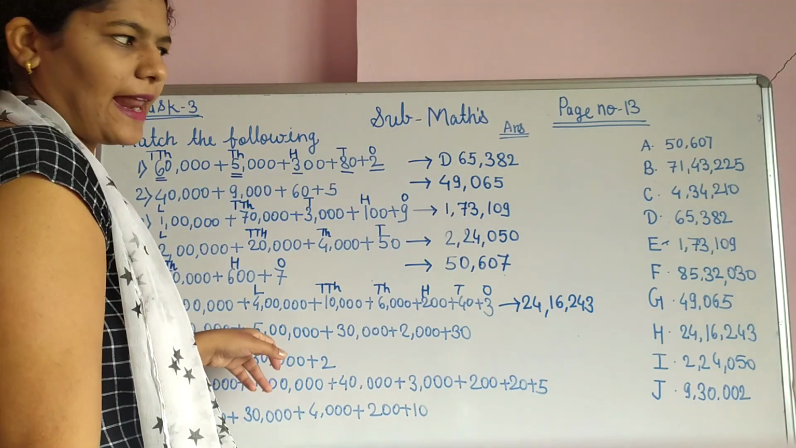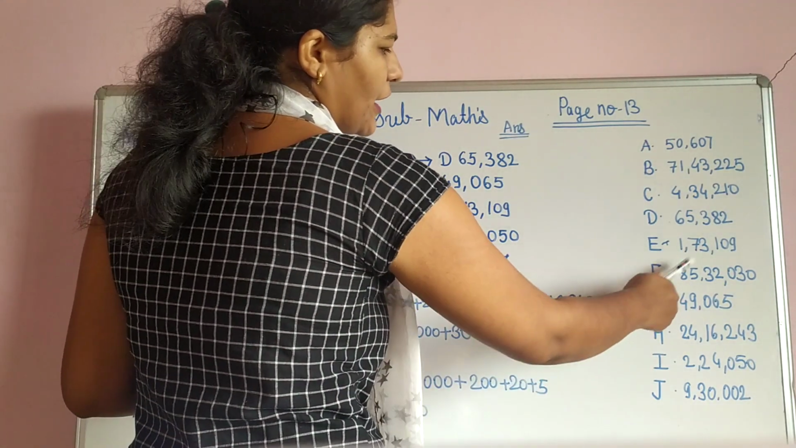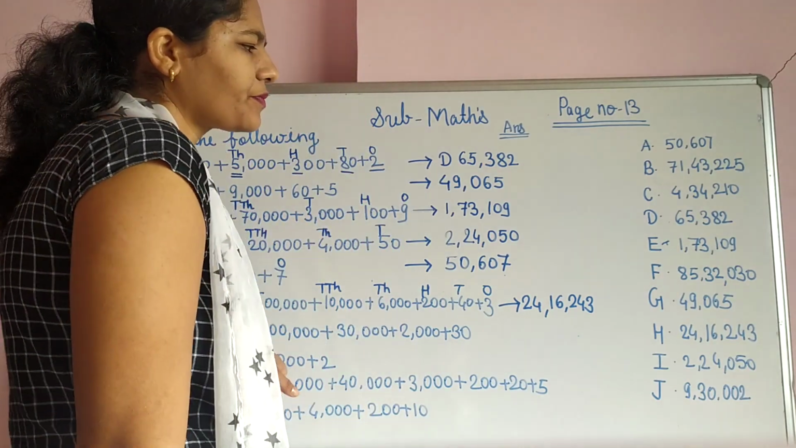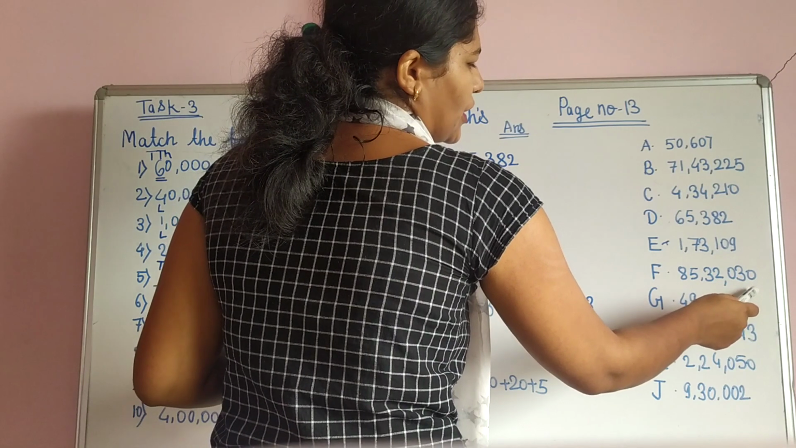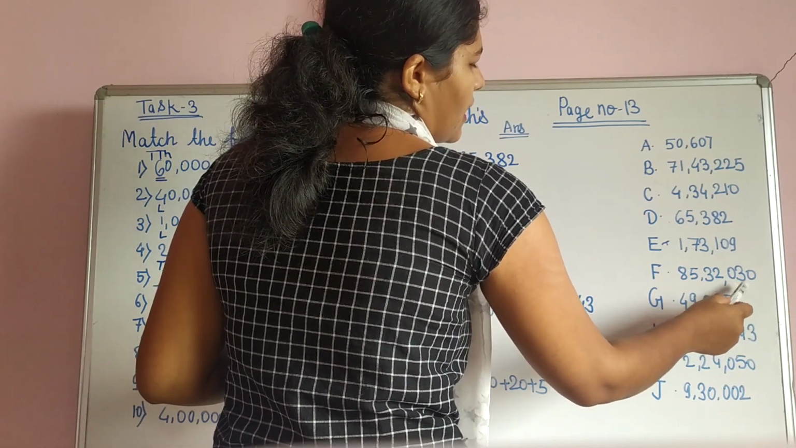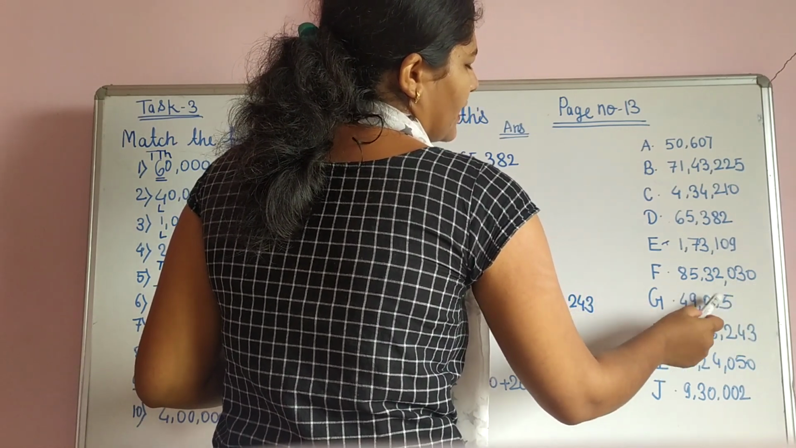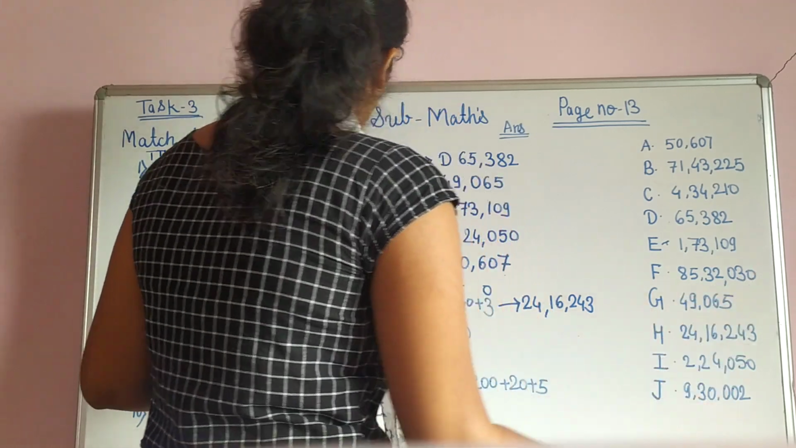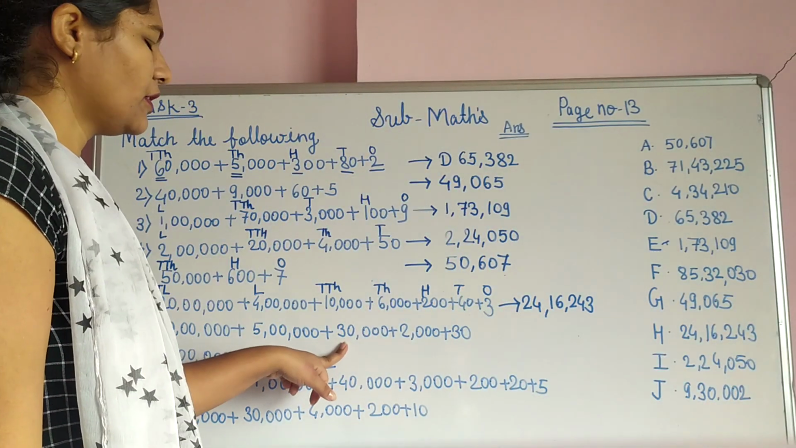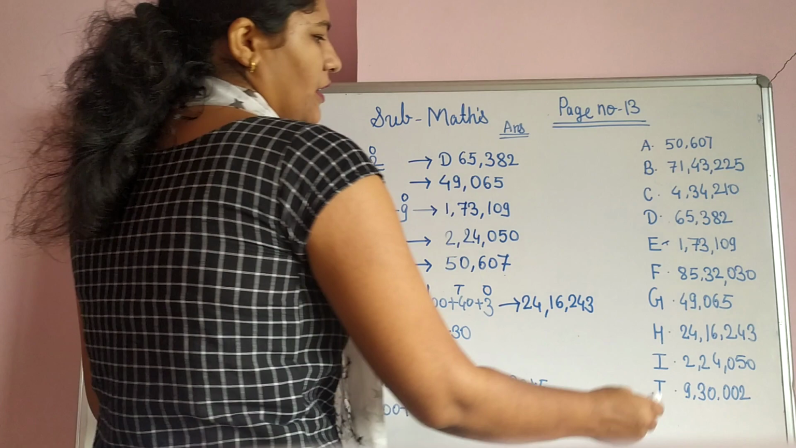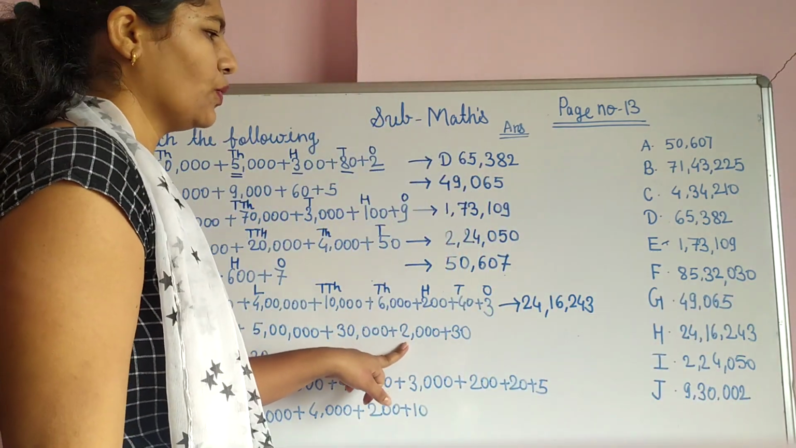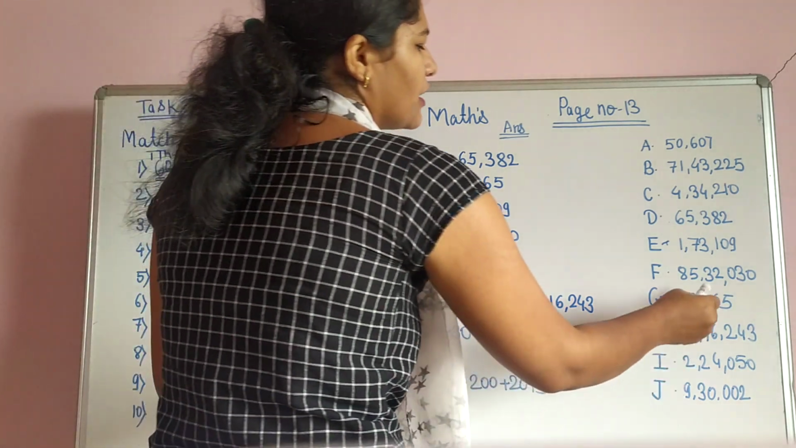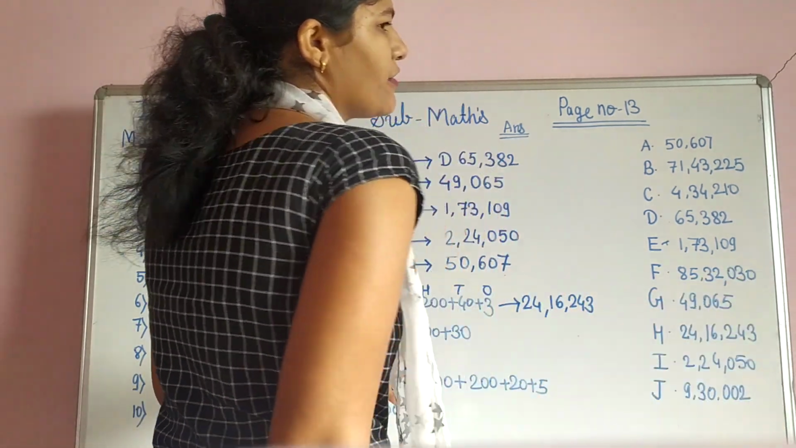5 is on a lakh place. So here also 5 is on a lakh place. Yes. See, check it: ones, tens, 100, 1,000, 10,000 and lakh. Now next one, 3 on a 10,000 place. Here also 3 is on a 10,000 place. Next is a 2, that is on 1,000 place. And here also 2 is on a 1,000 place.